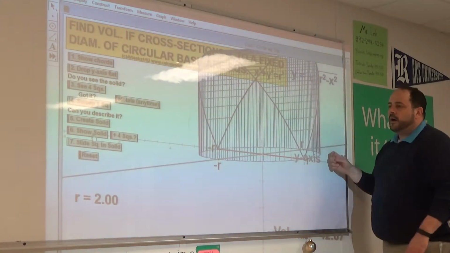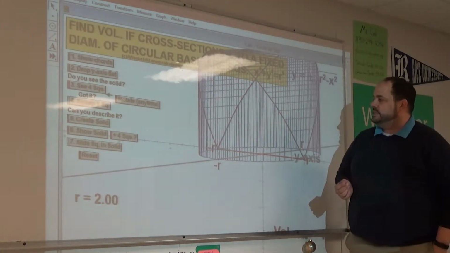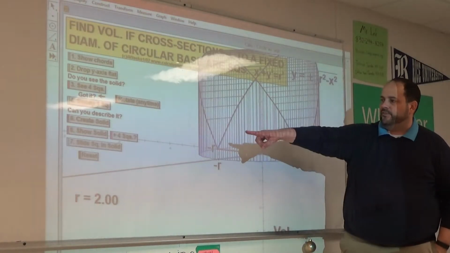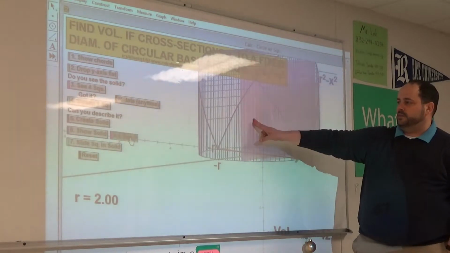Okay? All right, and then if you click on +4 squares, Victoria, what we're going to see is this. It's on Show Solid. Yes. Yeah, well, it still says show solid.